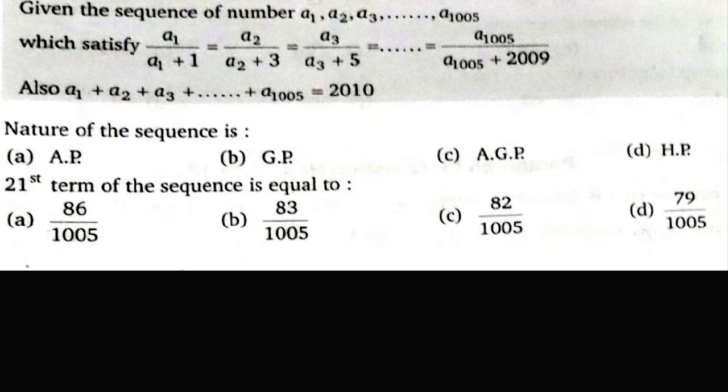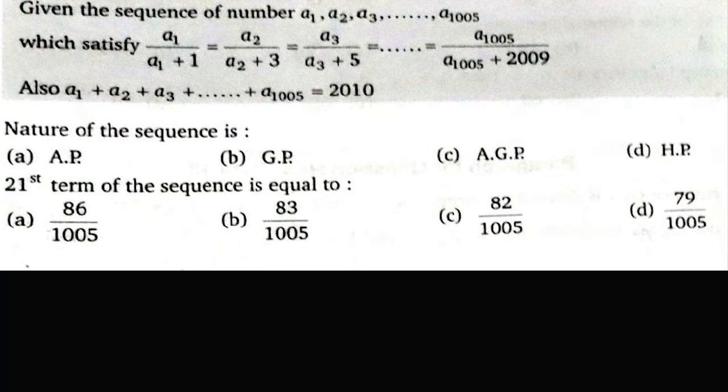Now here is the question. We are given a sequence of numbers A1, A2 up to A1005 which satisfy A1 upon (A1 plus 1) equals A2 upon (A2 plus 3) equals A3 upon (A3 plus 5) equals ... equals A1005 upon (A1005 plus 2009). And we are also given that A1 plus A2 plus A3 up to A1005 is 2010.